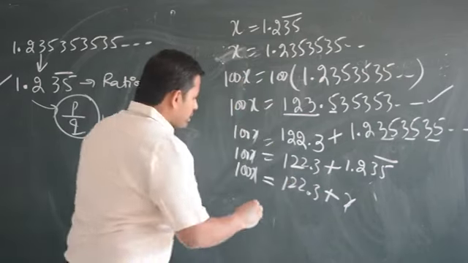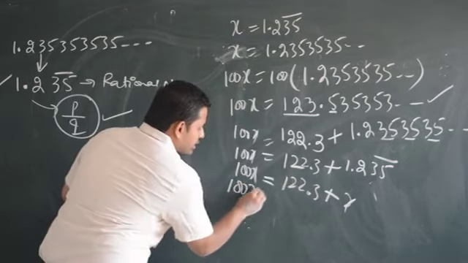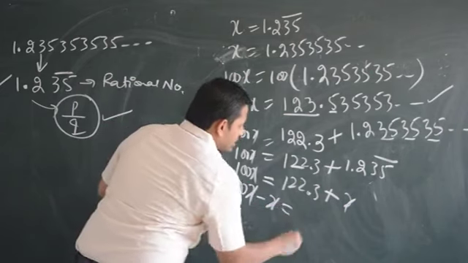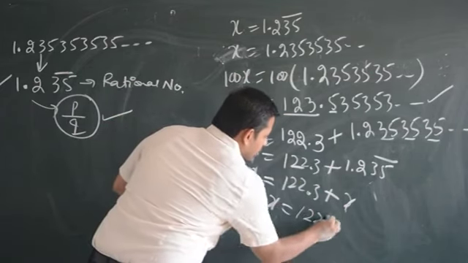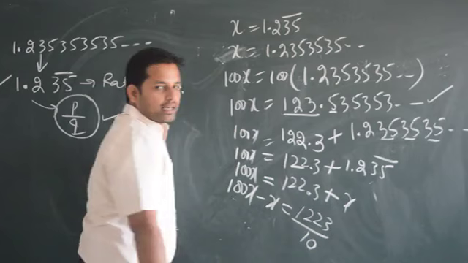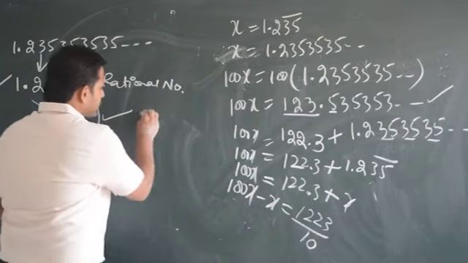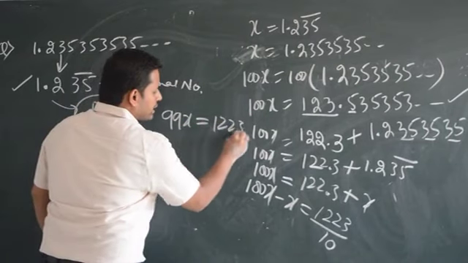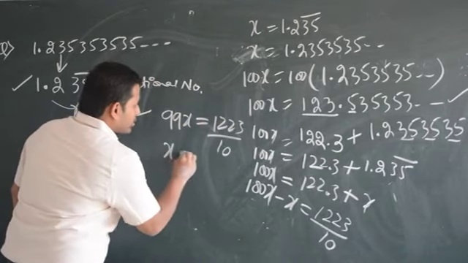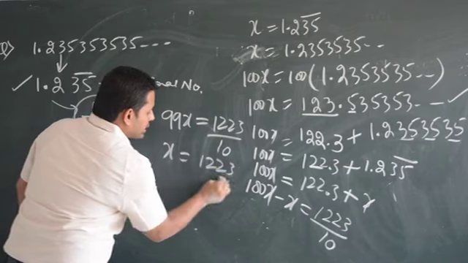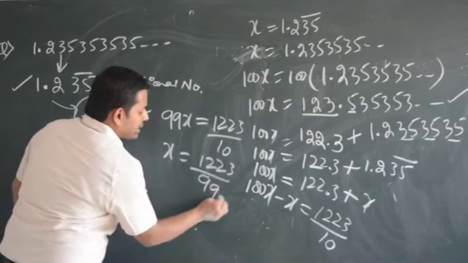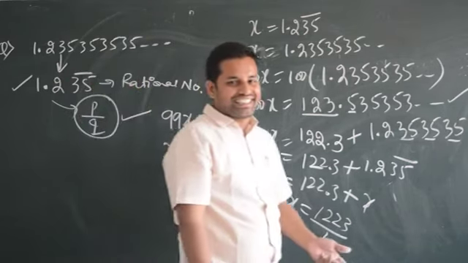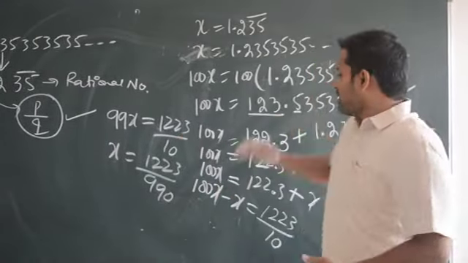Are you getting my point or not? So bring that x to this side. 100x minus x is equal to 122.3, which is 1223 divided by 10. 100x minus x becomes 99x. So 99x is equal to 1223 divided by 10, so x is equal to 1223 divided by 990. I solved it also. Simple, no? That is how you are supposed to do it.